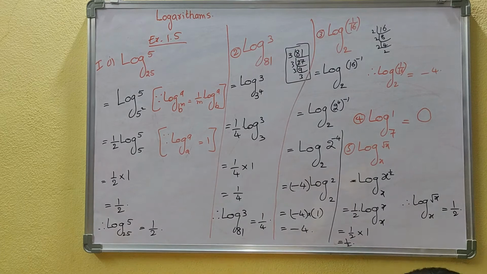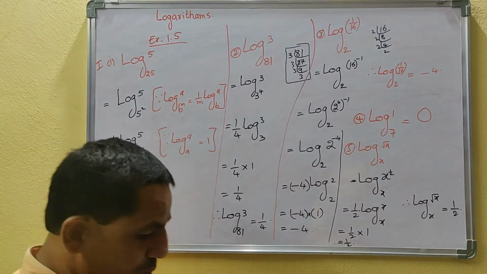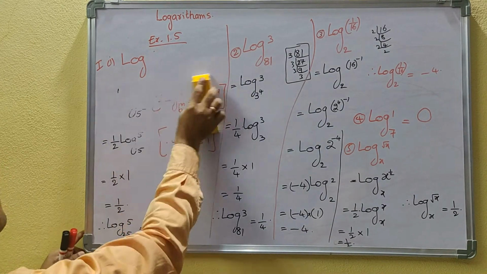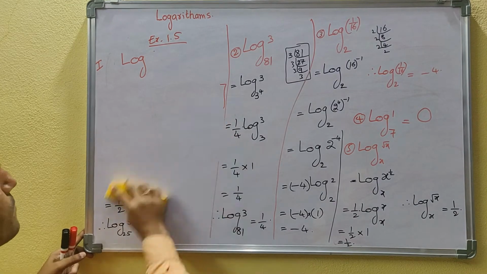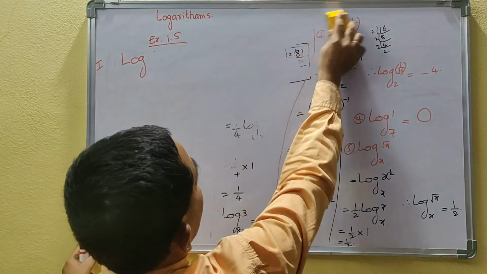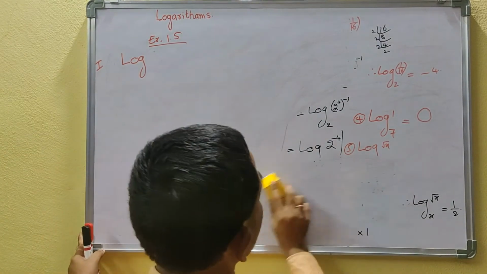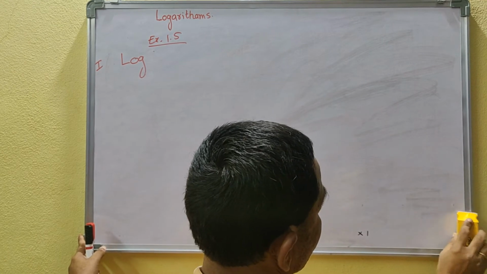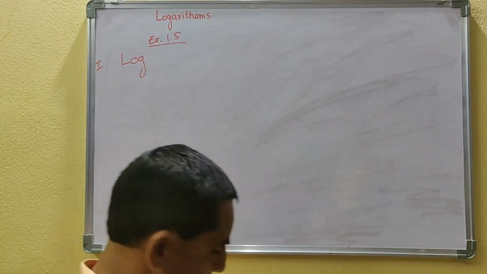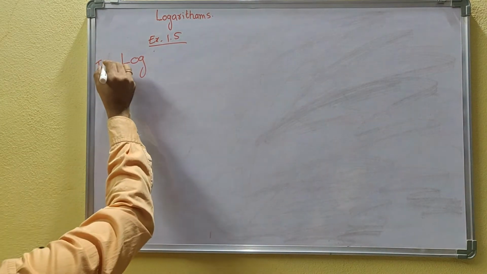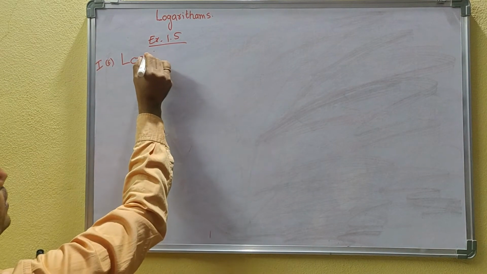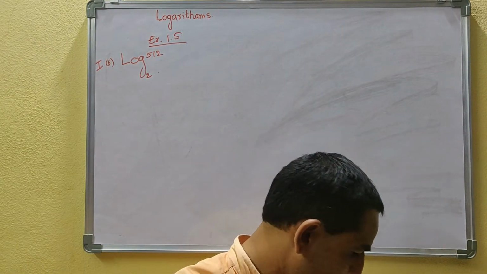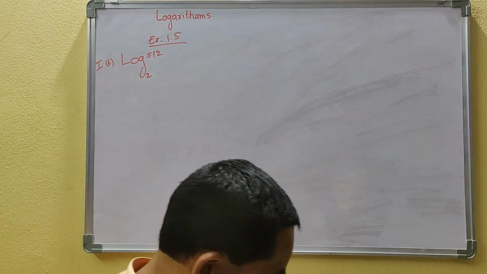Next question, the sixth question: log 512 base 2. Next, log 512. So here the sixth question, log 512 base 2, is an important question. These are the 1 mark questions.